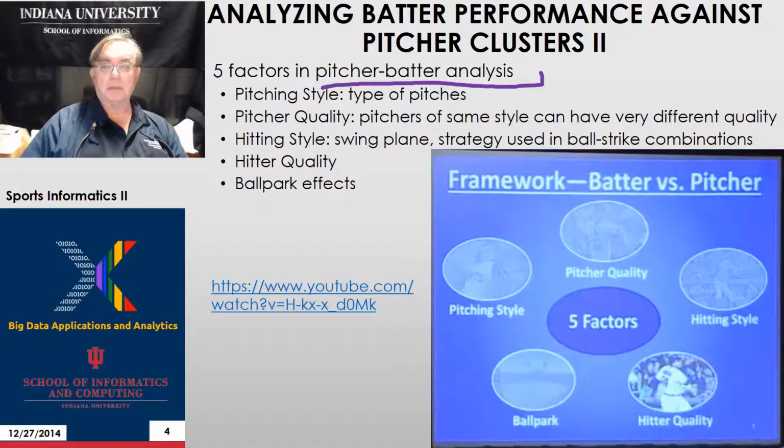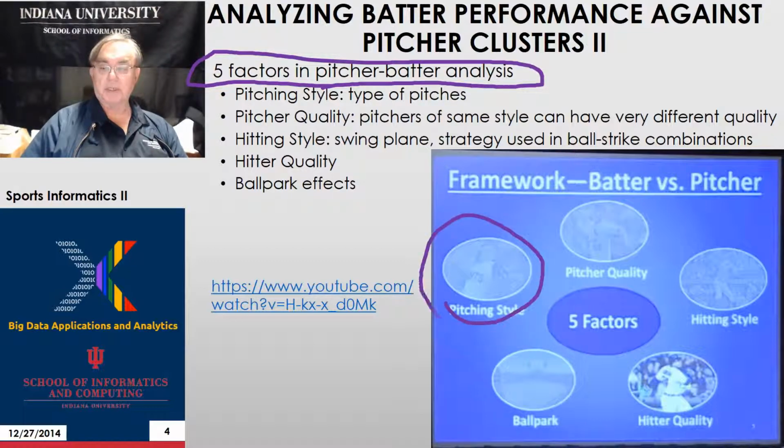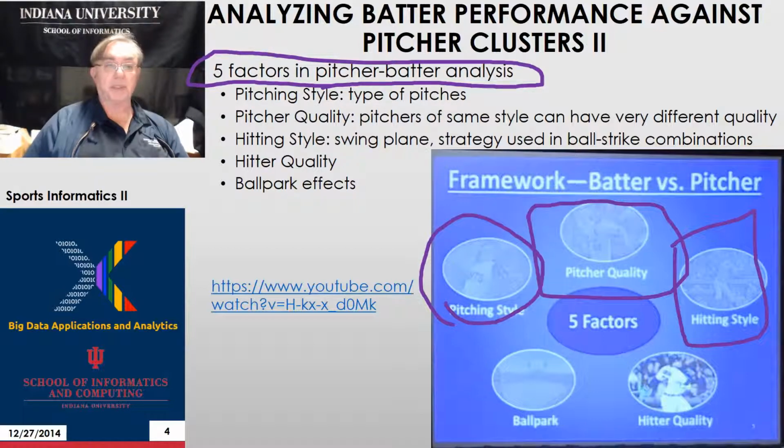So remember, we looked at the features in the previous lesson. These correspond to factors in the pitcher-batter analysis, at least some aspects of them. We have the pitching style, and then some interesting measure of pitcher quality, which was implied in some of the features we looked at before. The hitting style: some hitters are going to be better against pitches of a certain type, or in a particular part of the strike zone. And whether the hitter is any good, the quality of the hitter.